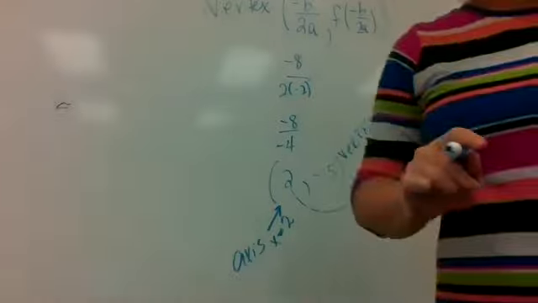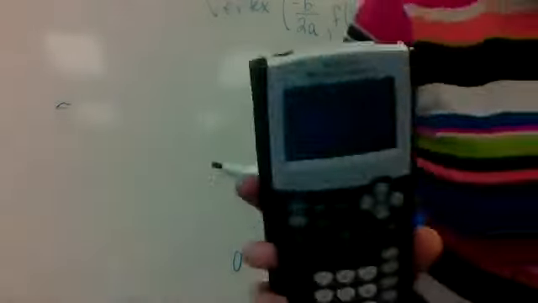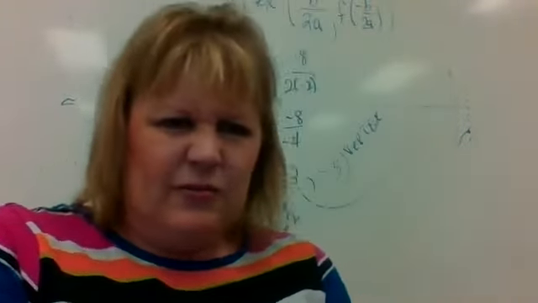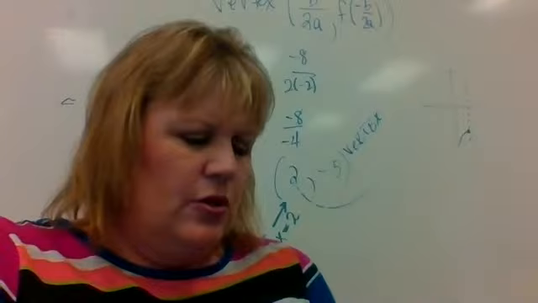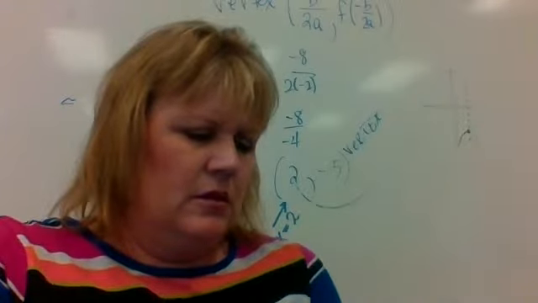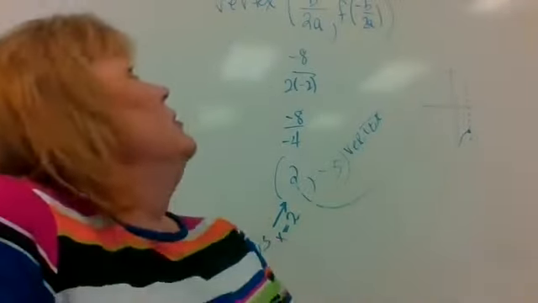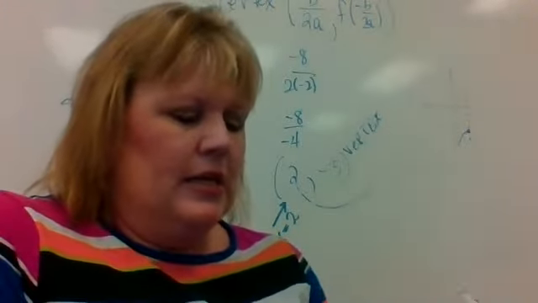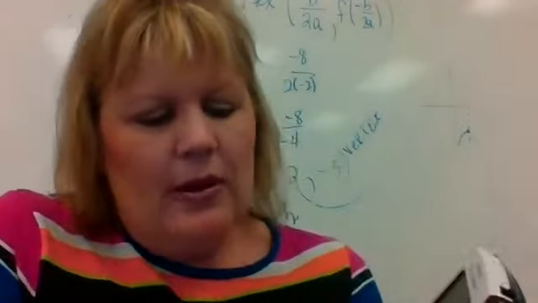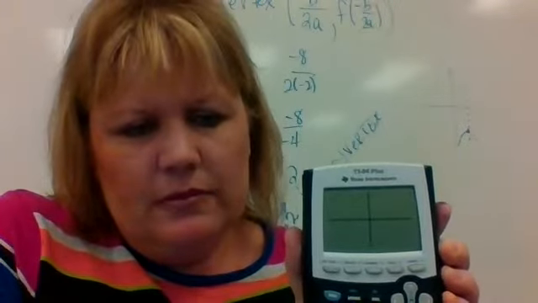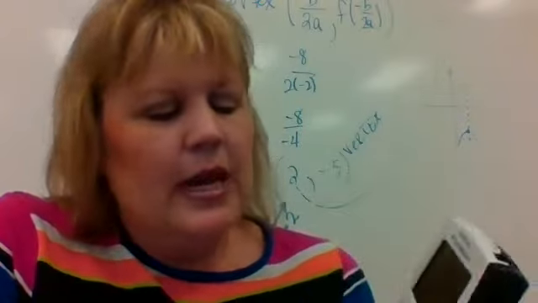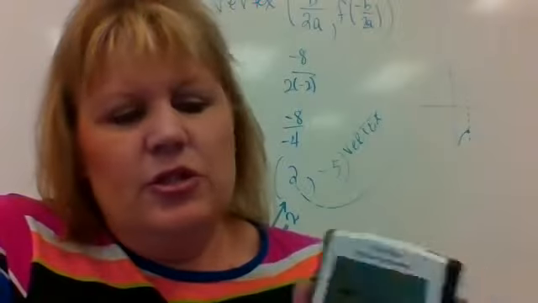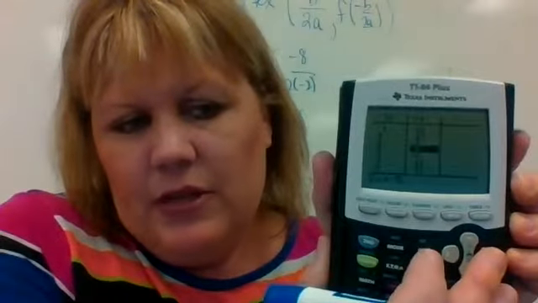Now you're going to put this in your graphing calculator. I would put it in here. Y equals negative 2x squared plus 8x minus 13. So I'll put that in here. I would graph it. There it is. I would go to the table. On the table of values, when x is 2, you're going to see the negative 5.